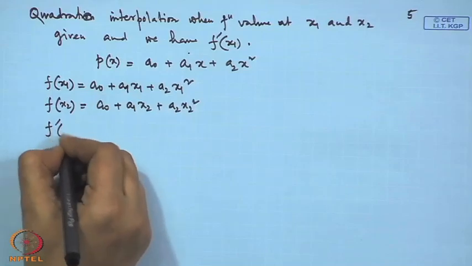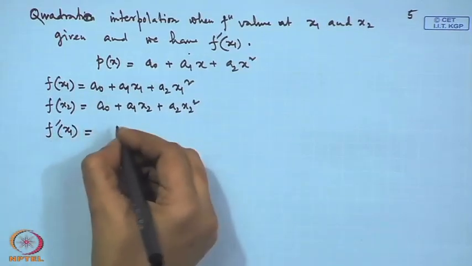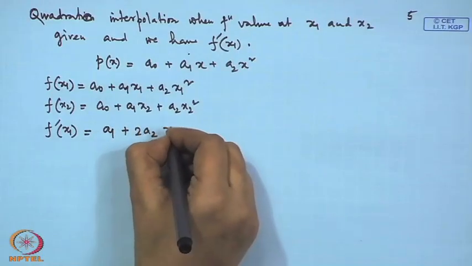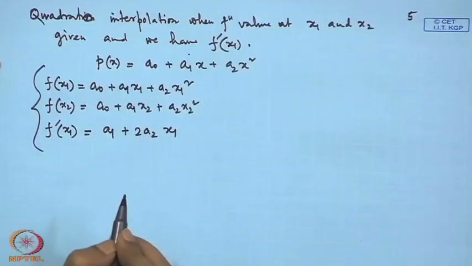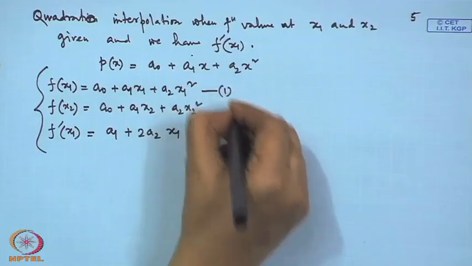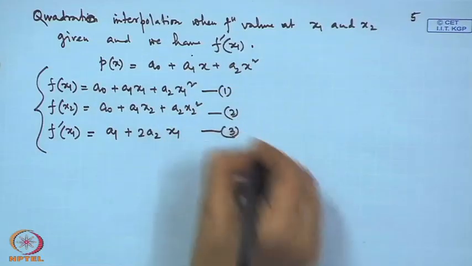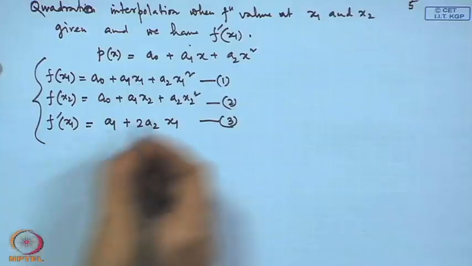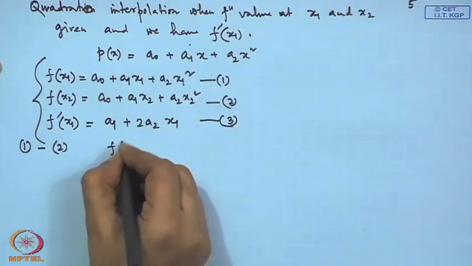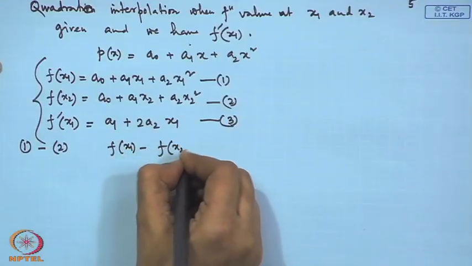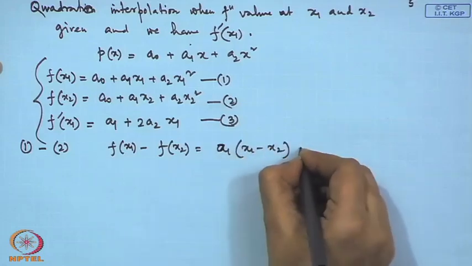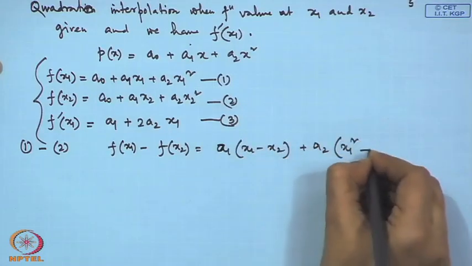We also have the derivative at x 1, f prime x 1, which is equal to a 1 plus 2 a 2 x 1. So 3 equations, again 3 unknowns for us. We need to find the values of a 0, a 1 and a 2 with these 3 equations 1, 2 and 3. Let me give you some simplified steps. How to proceed? Let us go for 1 minus 2. Then we get f x 1 minus f x 2 is equal to a 1 into x 1 minus x 2 plus a 2 into x 1 square minus x 2 square.